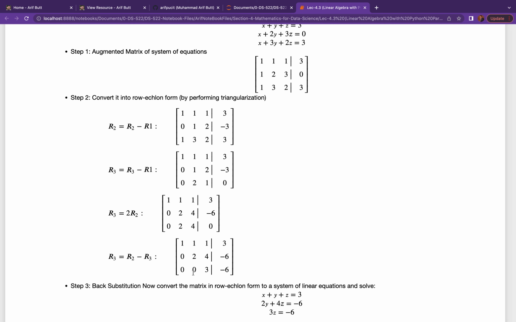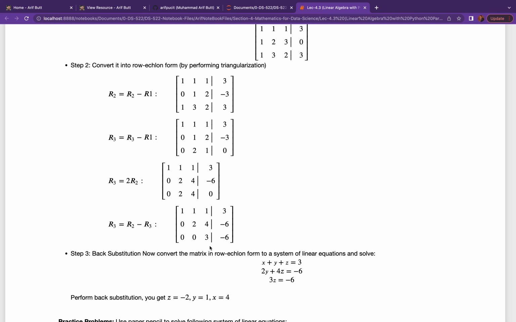Now we do the back substitution, that is this 3z is equal to minus 6, this 2y plus 4z is equal to minus 6, and this x plus y plus z is equal to 3. So I have written this matrix or augmented matrix or the matrix in row echelon form in this equation. So we get z is equal to -2, and then I do the back substitution to get y is equal to 1 and x is equal to 4.